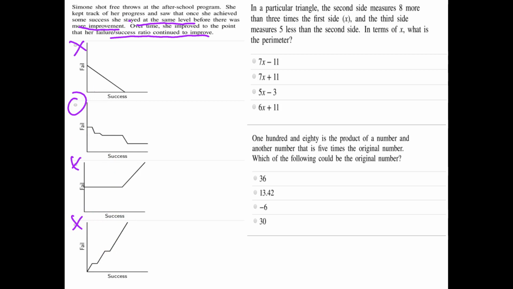All right, in a particular triangle, the second side measured 8 more than 3 times the first side, x, and the third side measures 5 less than the second side.